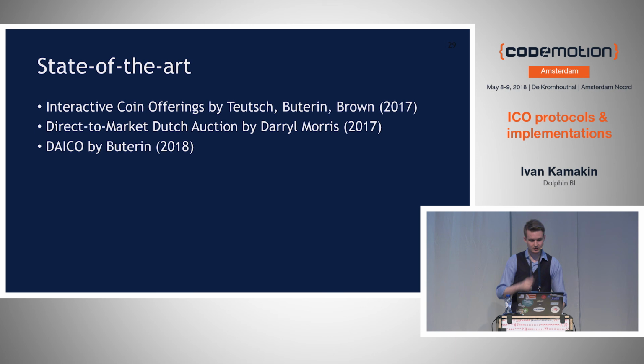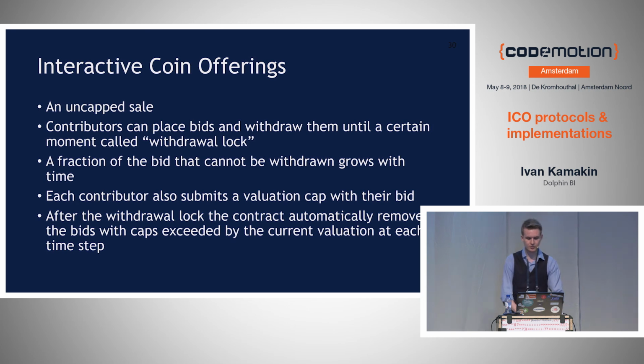So this is the final part. I'm going to tell you a bit about state-of-the-art things. There are, well, at least 3 models that I like very much. They may be a bit complex, so bear with me. First are interactive coin offerings. This is a fairly complex model that was proposed in autumn 2017 by Jason Teutsch, Vitalik Buterin, and Christopher Brown. Though it has some great game theoretic properties, it's pretty hard to code up, and that's probably why it wasn't implemented yet. The definition is as follows.